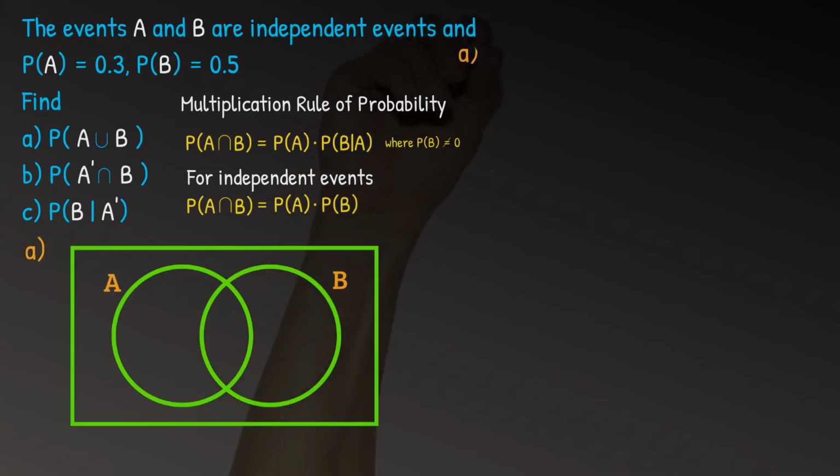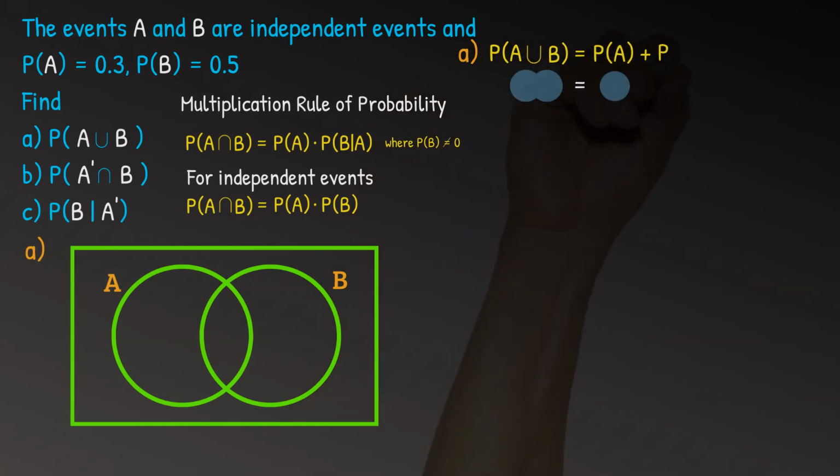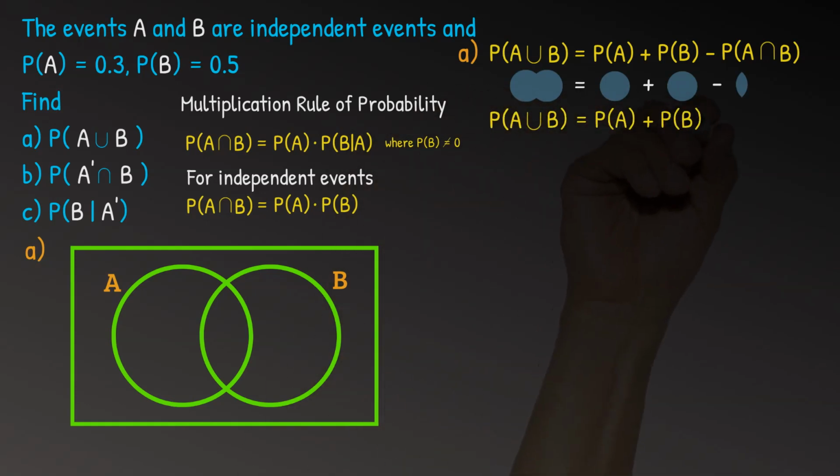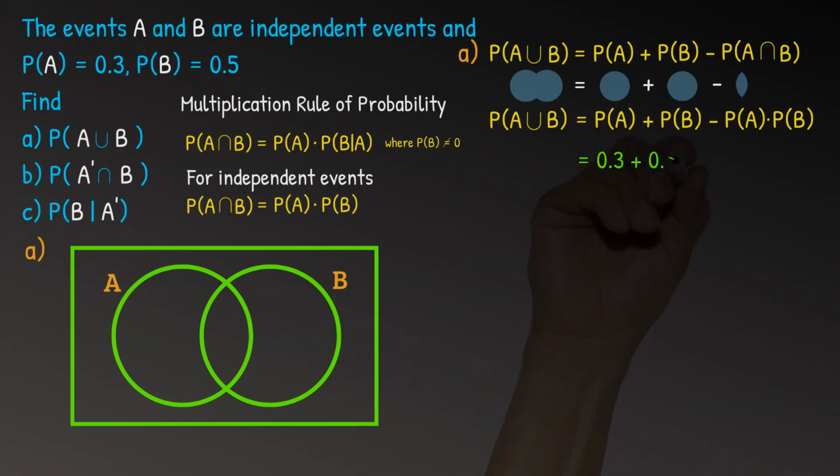So for part A, we have to find the probability of A union B, which, as we know, is the probability of A plus the probability of B minus the probability of A intersect B, so we only end up with one of those sections instead of two. But as we know that the probability of A intersect B for independent events is the probability of A times the probability of B, we get this. And as we have all of these values, we can work it out by adding 0.3 plus 0.5 and subtracting 0.3 times by 0.5, and that gives us 0.65.